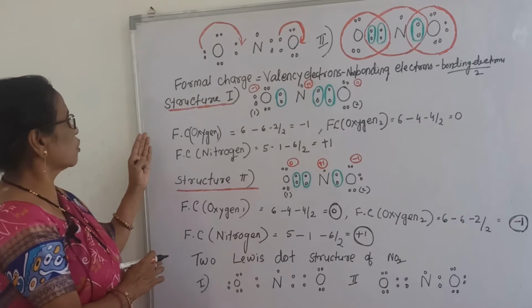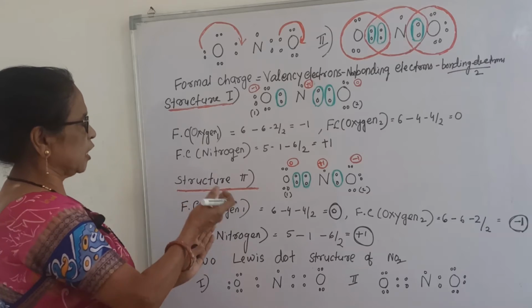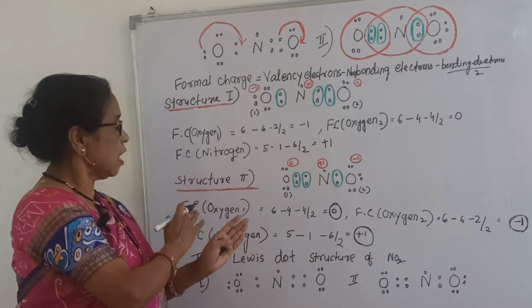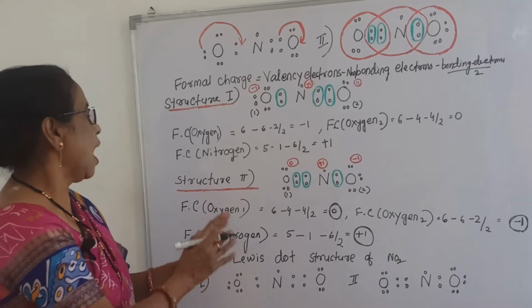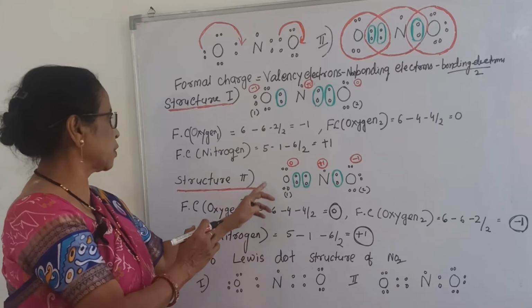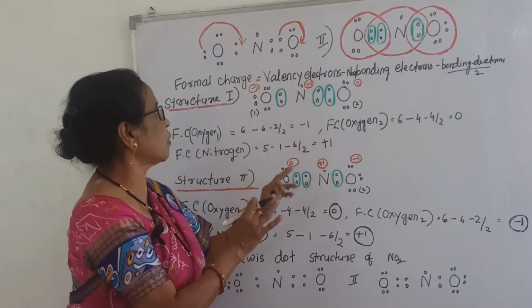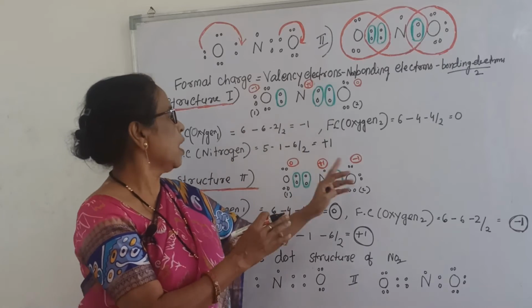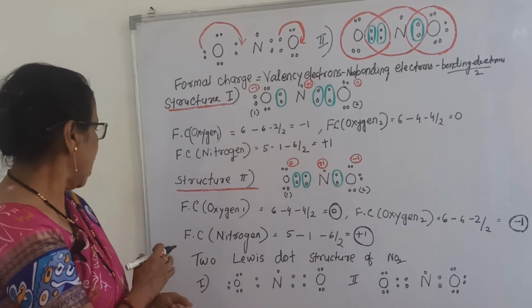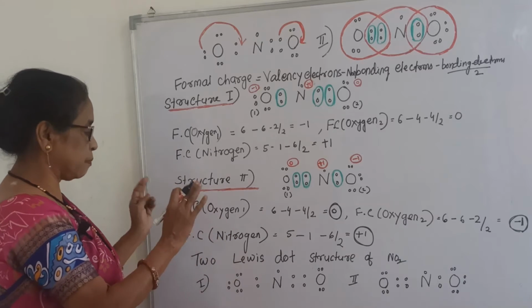Now here structure 1 and structure 2 are just similar, but oxygen 2 changes to oxygen 1, and oxygen 1 changes to oxygen 2, and that is why you can see first one minus 1, here first one 0, and nitrogen remains as it is, plus 1, here plus 1, oxygen 2 here 0, and here it is minus 1. And so here 2 Lewis dot structures of nitrogen dioxide are possible.